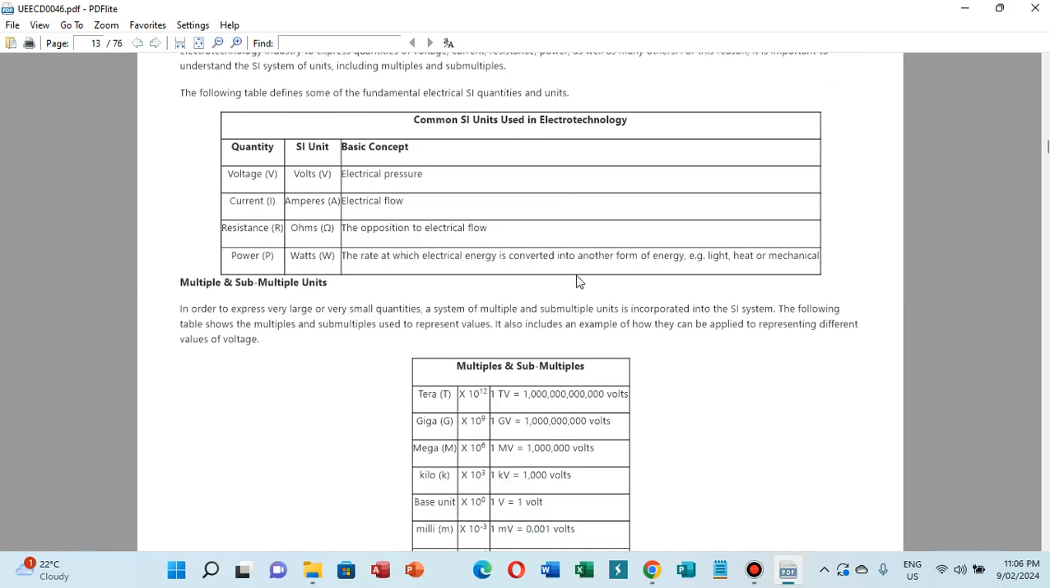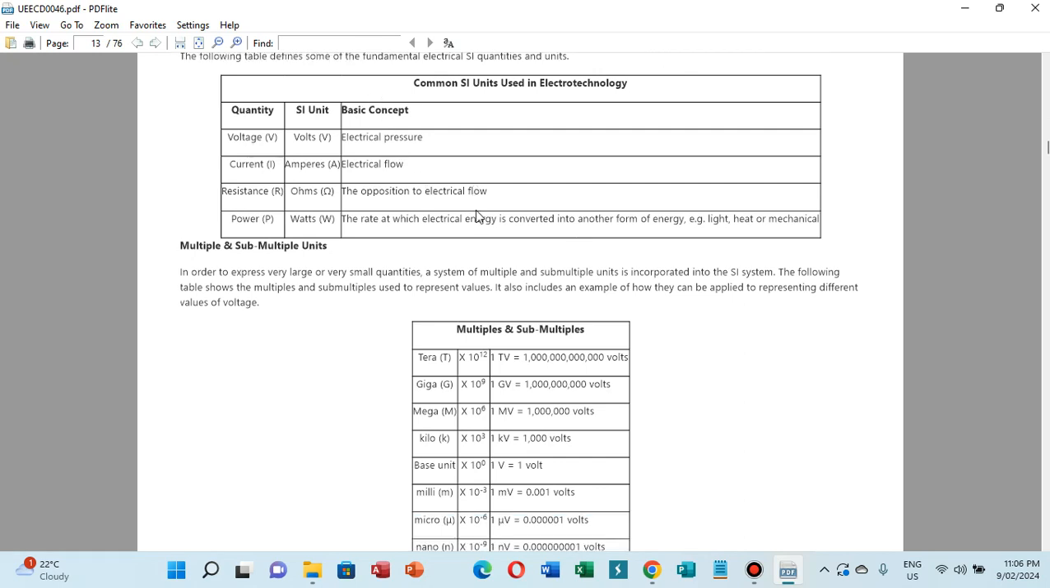So there are also the basic concepts. Voltage is the electrical pressure, the unit is the volt. Current I is the electrical current flow, the unit is the ampere. Resistance is in ohms, the opposition to the electrical flow. And power is in watts, the rate at which the electric energy is converted into another form of energy.